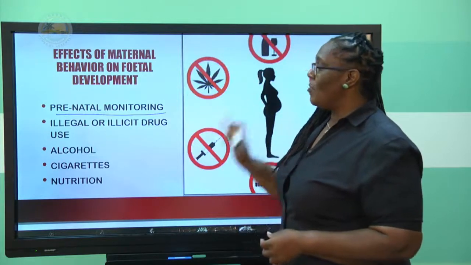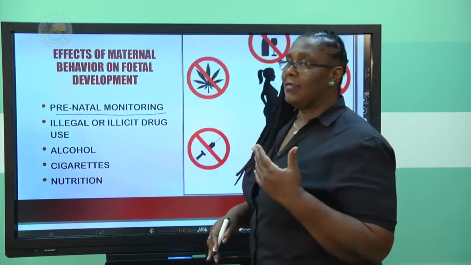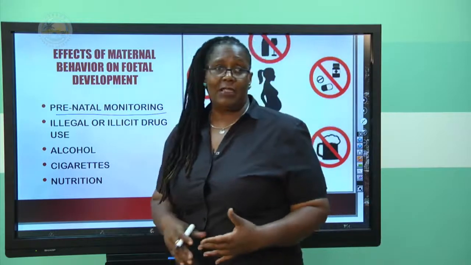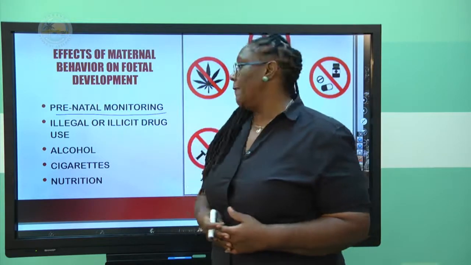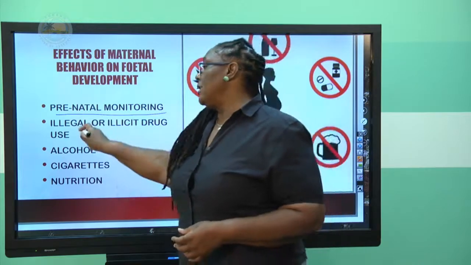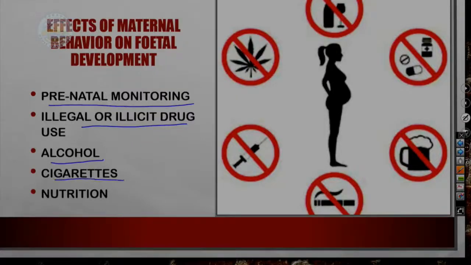So prenatal monitoring, they need to check your weight, they need to advise things like gestational diabetes and so on. Very important that that is monitored. Illegal or illicit drugs, alcohol, and cigarettes. All of them, it goes without saying, will have a detrimental effect on the developing fetus.